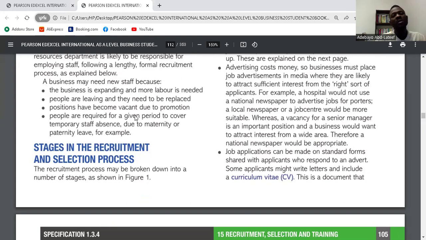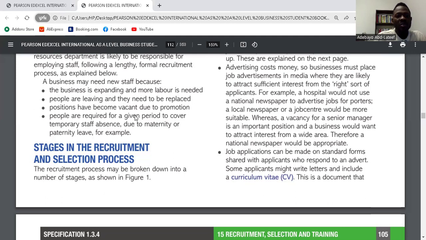Two, people are leaving and they need to be replaced. You might employ people because those who are there are leaving, so there's a vacant position. Three, positions that have become vacant due to promotion. Some of your existing workers have been promoted, leaving behind a position that has to be filled. That's another reason for recruitment.